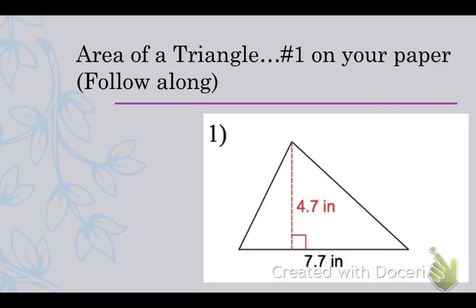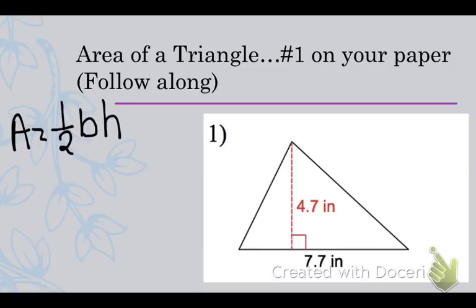So area of a triangle, number 1 on your worksheet. Follow along, please. First thing I would like you to do is write A equals 1/2 BH. We always need to write the formula because the more you write it, the more you will memorize it, and the better you will be at this.